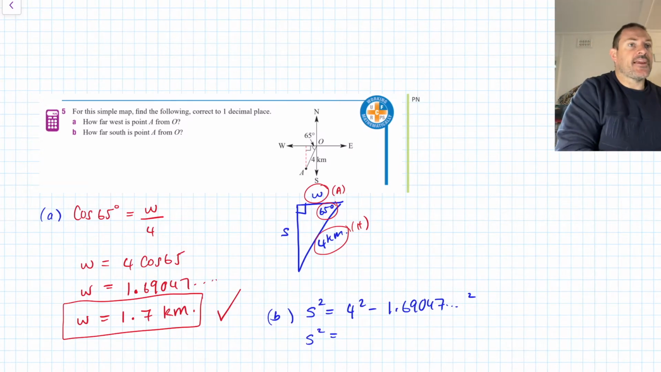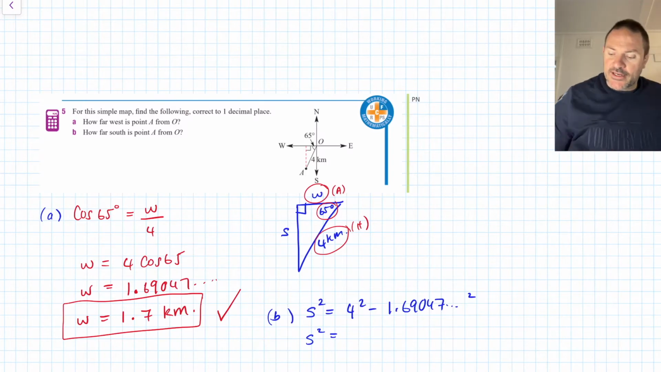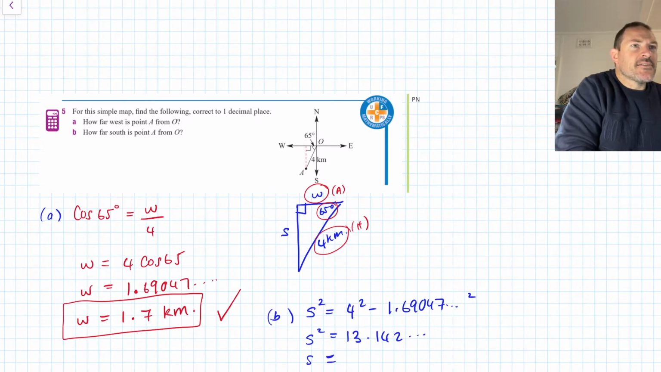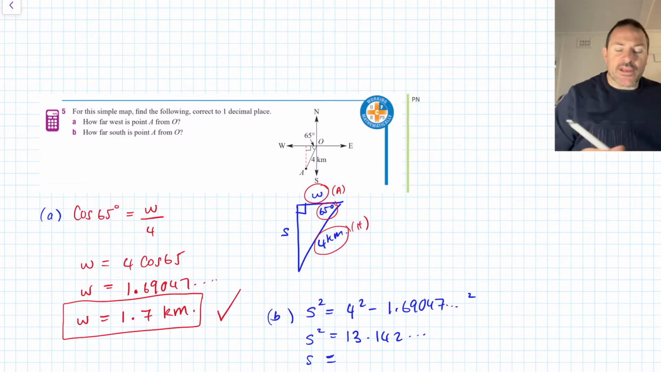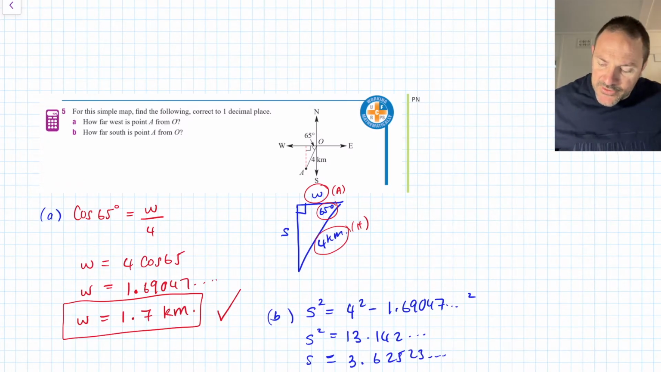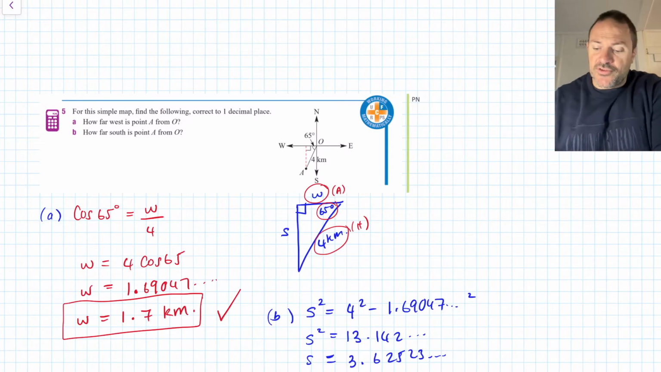So I'm going to type 4 squared, minus my answer squared, equals, I get 13.142, and I'm going to square root my answer. We come up with 3.62523, which means S equals 3.6 kilometers. And that's your first option to do that second question.